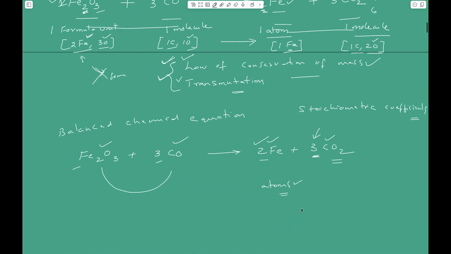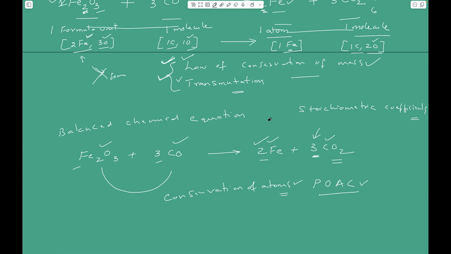That is called conservation of atoms. That is, atoms are neither created nor destroyed during a chemical reaction. Sometimes this is also called the principle of atom conservation, abbreviated as POAC. So we used POAC to balance the chemical equation. That is conservation of atoms.